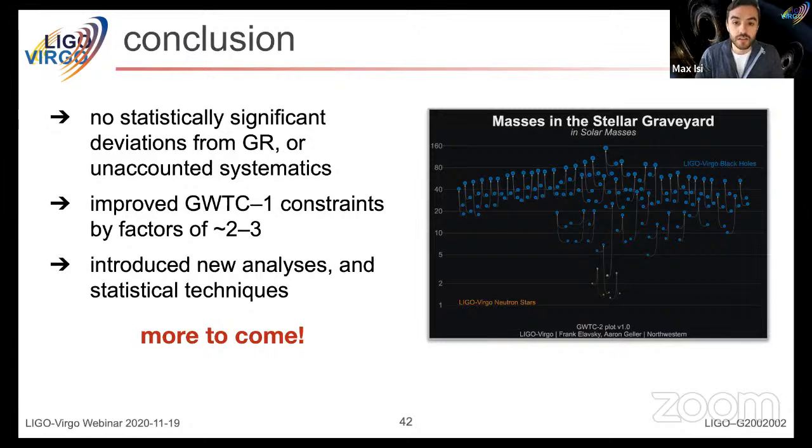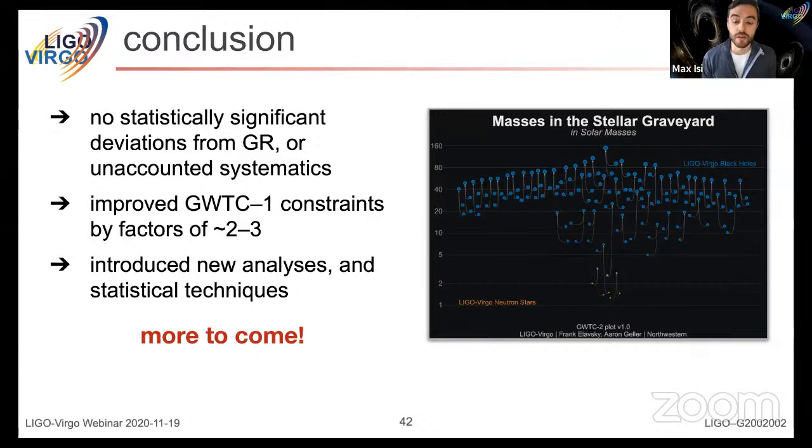And we are tightening these deviations on these parameters with respect to the prediction from general relativity by factors of 2 or 3, depending exactly on what number you're looking at. But this is not just more of the old stuff. We have a lot of new content in this paper discussing new analyses that were made possible by the increased number of gravitational wave detections, but also by the greater range in their properties.